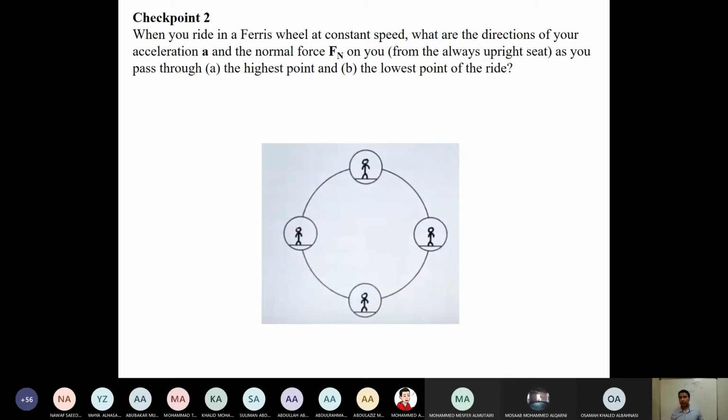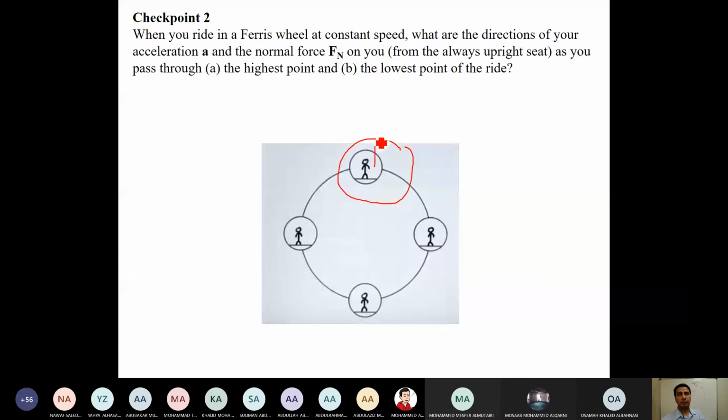So when you ride a Ferris wheel at constant speed, what are the directions of your acceleration a and the normal force Fn on you from the always upright seat as you pass through the highest point and the lowest point of the ride? So can someone tell what will be the situation, if you are passing the highest point, how many forces are acting here? Like in this location. 3. How many forces are there?